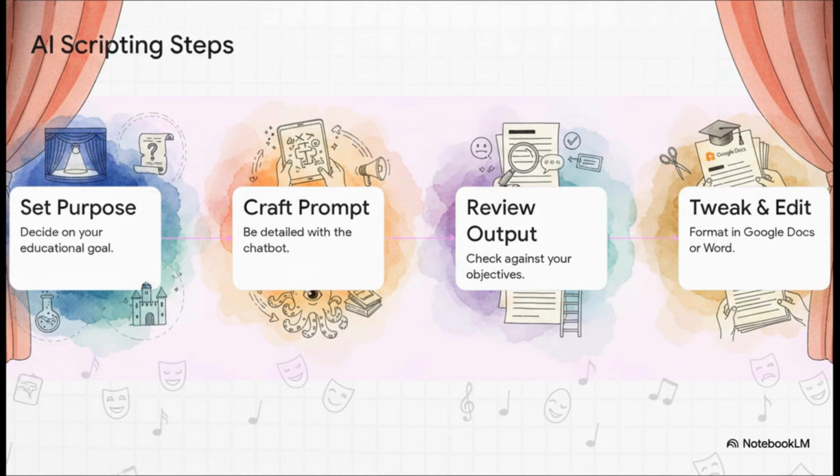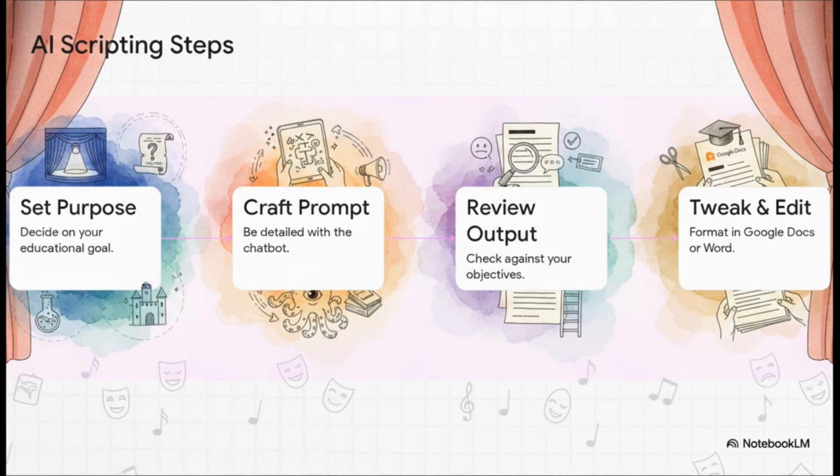First, set your purpose. Are you writing, say, a Reader's Theater script to explain a historical event, or maybe a science concept? Second, you've got to craft a really detailed prompt. For instance, you could tell the chatbot, create a script for elementary students explaining the water cycle and make sure you include specific character roles for the sun, water vapor, rain, and snow.